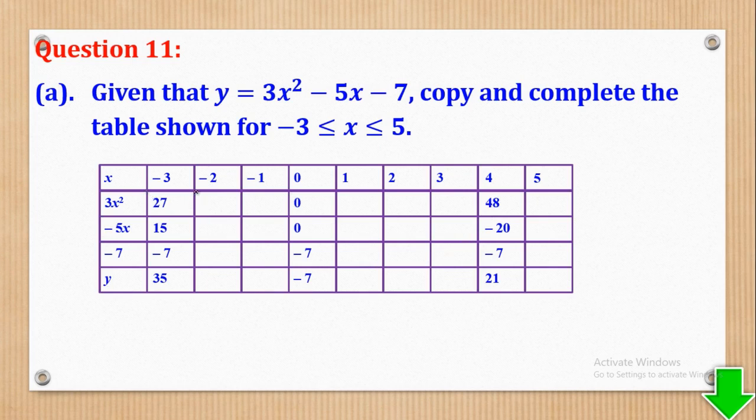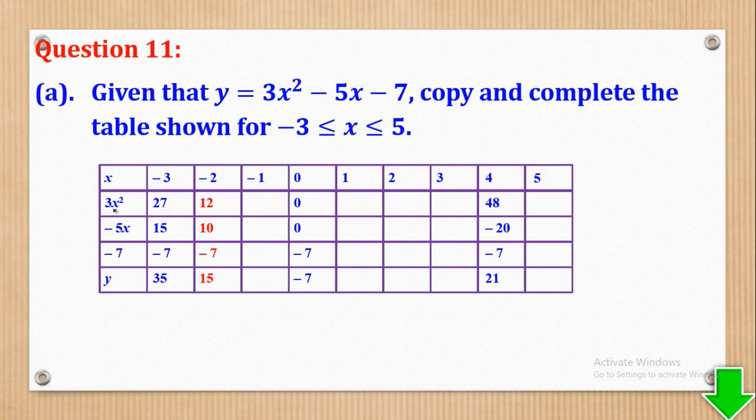To fill in the missing gaps, when x is negative 2, 3x squared will be 3 times open brackets negative 2 close brackets squared. Note that it is the whole of this negative 2 which is squared. So negative 2 squared is positive 4. Positive 4 times 3 gives you 12. Then negative 5 times negative 2 gives you positive 10. Negative 7 remains because it is the constant. Therefore y will be got by adding all these, and I come up with 15.